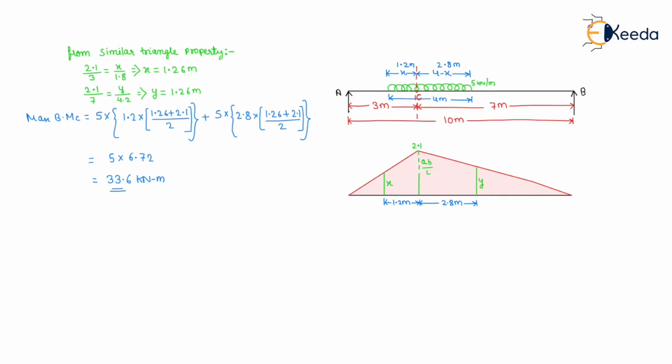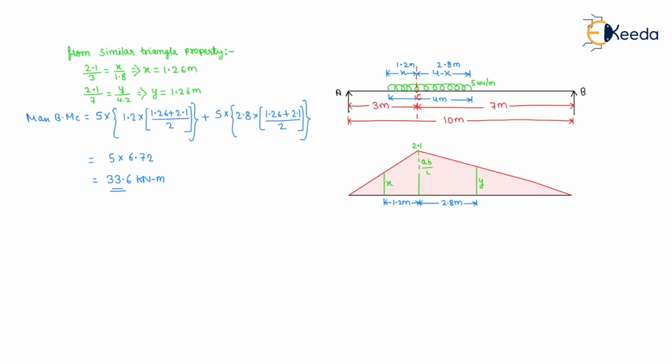Now we need to determine these vertical ordinates also, that is x and y, from the similar triangle property, and it will be 2.1 divided by 3 is equal to x divided by 1.8, and we can determine the value of x as 1.26 meter. Similarly, we can determine the value of y as 1.26 meter.